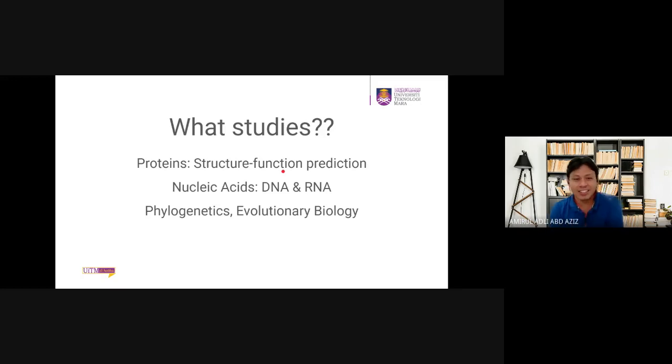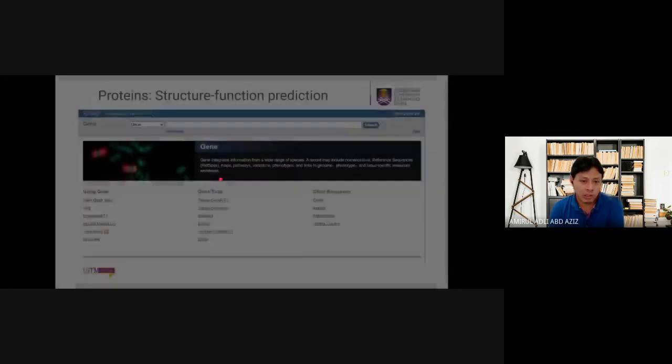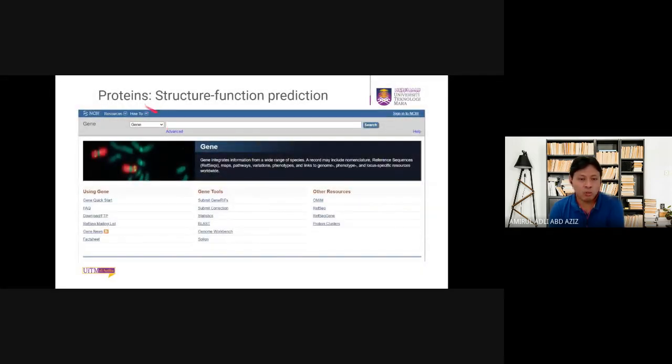Itu contoh dia lah. Itu ni protein structure function, nucleic acids, DNA, RNA, and then phylogenetics. Ni maybe yang Dr. Sarah yang punya student yang buat. Ini contoh software yang terlibat. You have NCBI, National Center of Bioinformatics, I think. Kat sini you can search for everything.